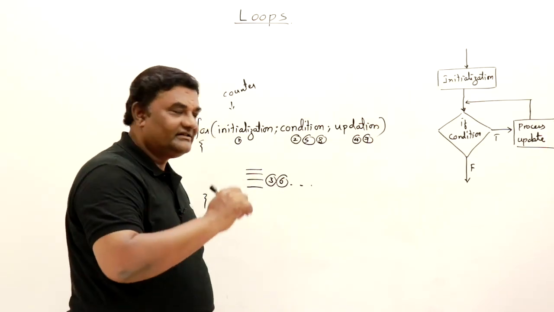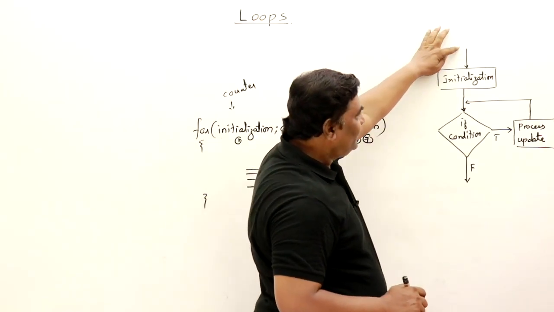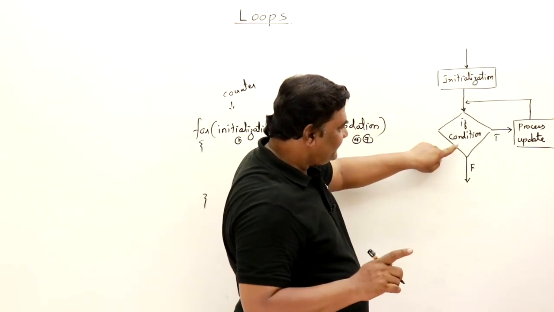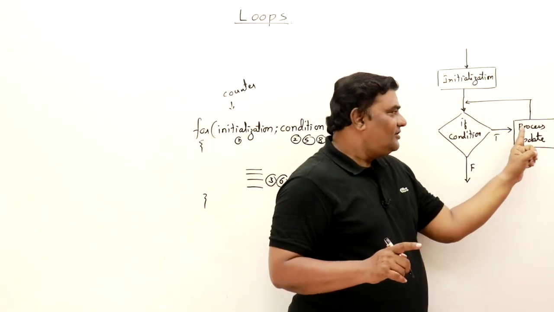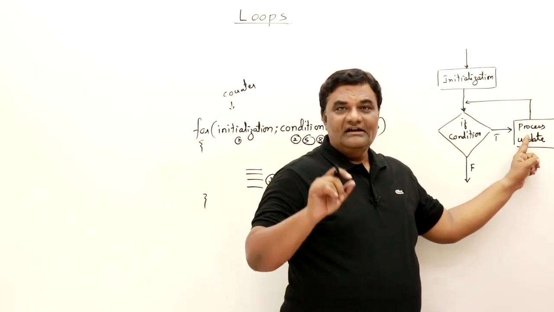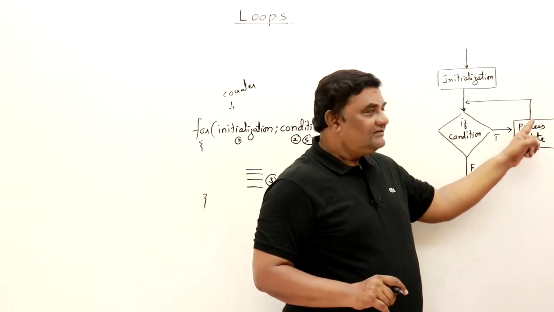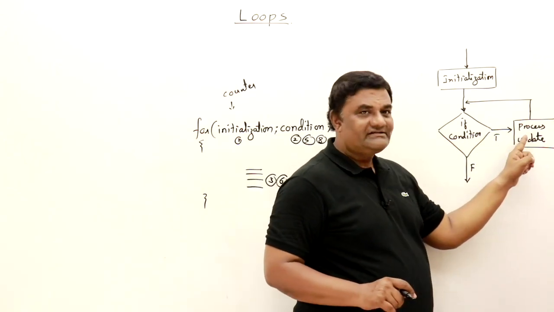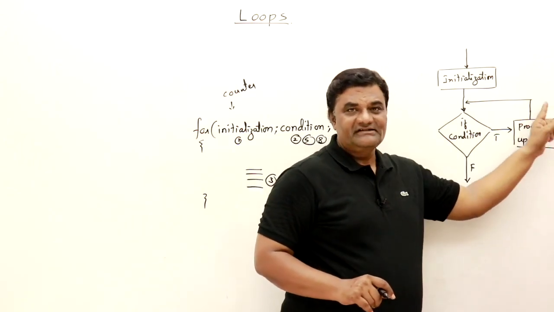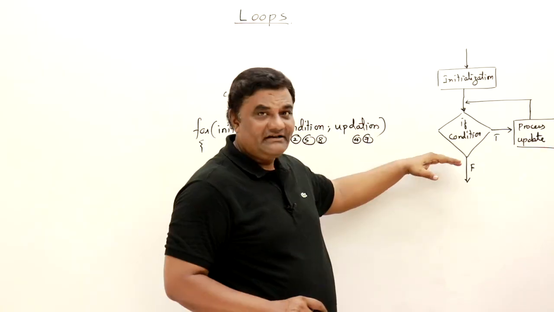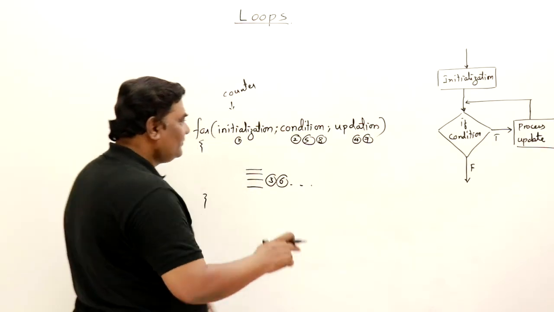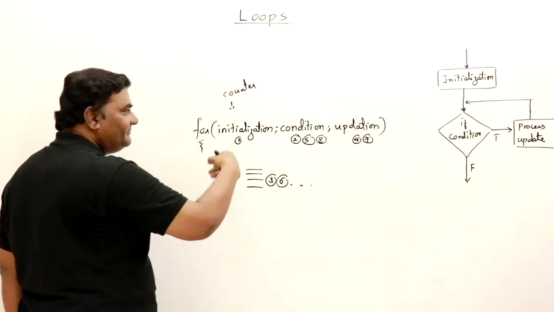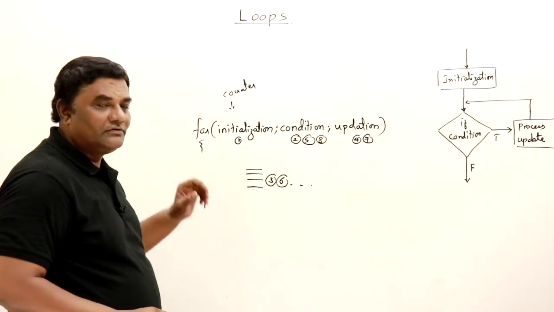Here in the diagram, the flow chart shows the flow of the program. First initialization is done, then the condition is checked. If the condition is true, the process is done, the body is executed, and then updation is done. Then again it will go back and check the condition. So condition is true, process, update, condition is true, process, update. As long as the condition is true, it continues. Once the condition becomes false, it will stop. Initialization is done only once.